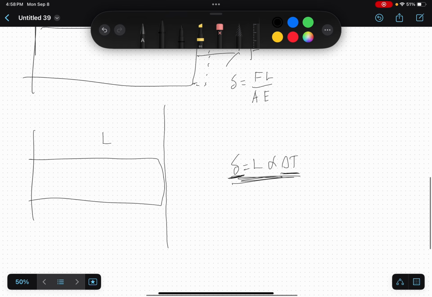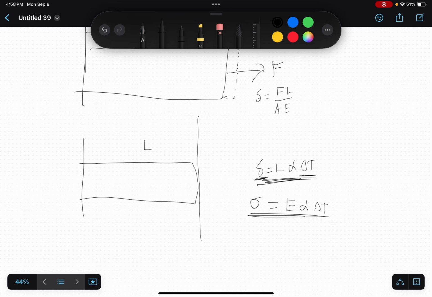So the answer is, well, I'm going to give you the answer, and then I'm going to give you how I got there. The answer I found online is that stress equals E alpha delta T. So instead of expanding, it'll produce a stress. If it's free to expand, it won't produce an internal stress. But if you restrict the expansion, it'll produce a stress. So that's the answer. Now, how did I get there?